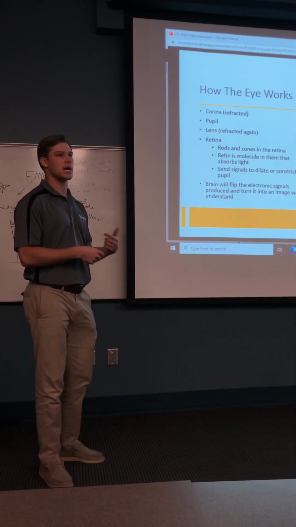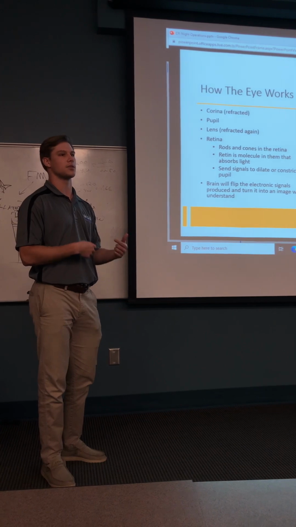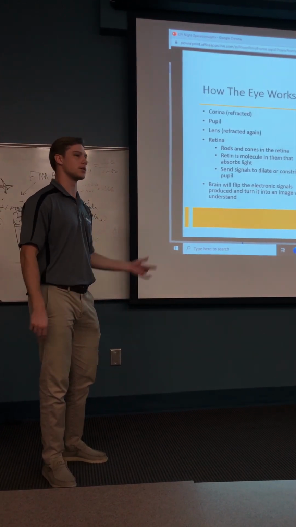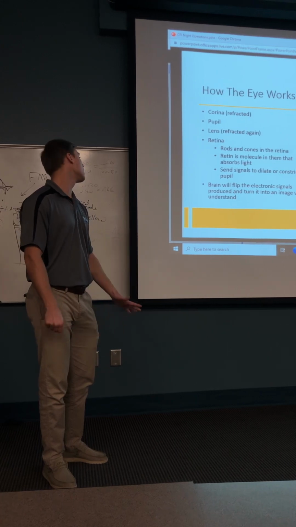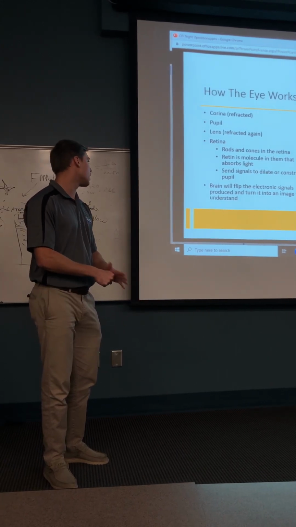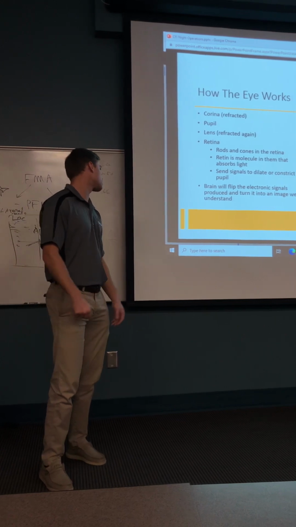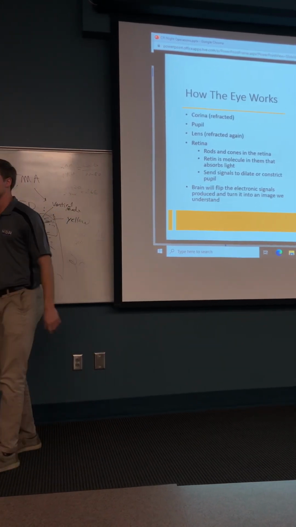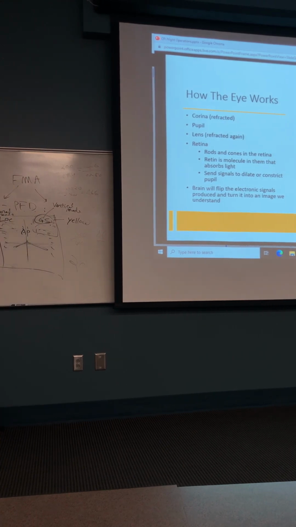So by the time the image actually gets to your retina, it's flipped upside down, but our brain knows to flip it back the other way. Because it's refracted twice, it gets flipped upside down. Yep, and then all the light is turned into electrical signals, and our brain interprets these electrical signals into what we understand as images. That's how we see.